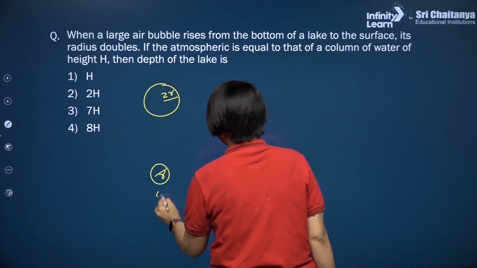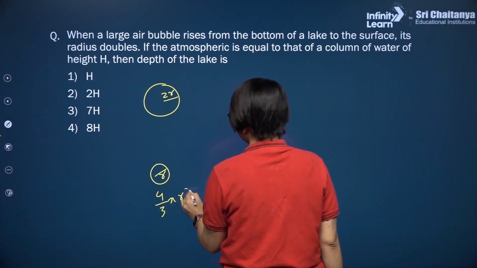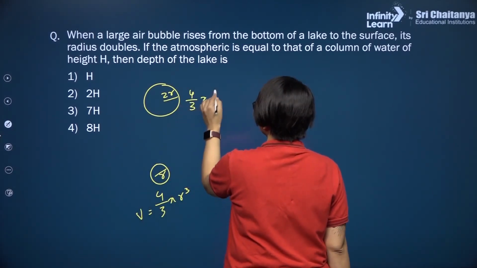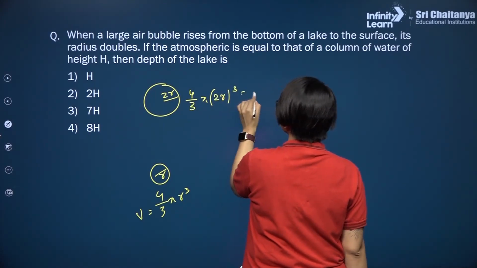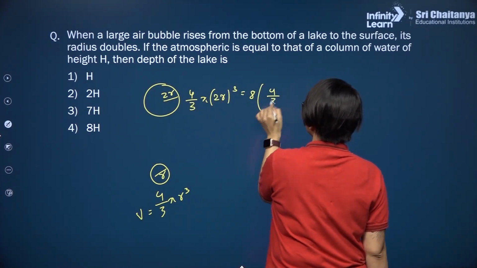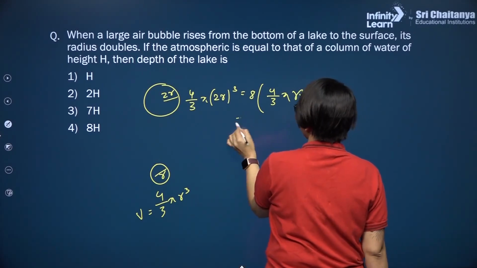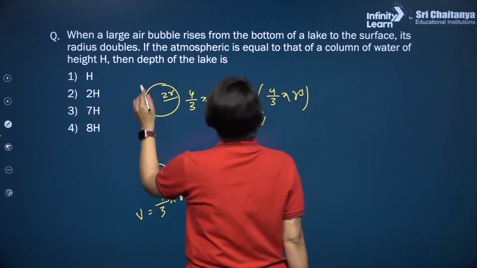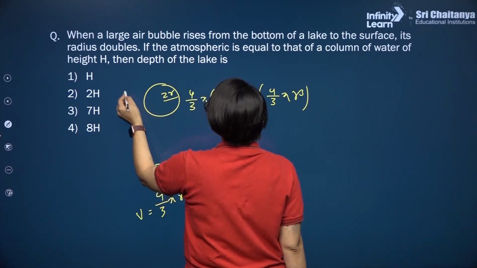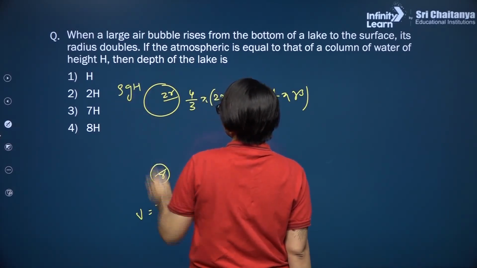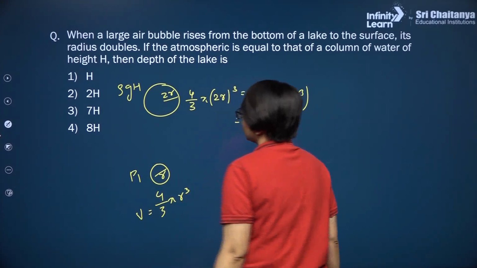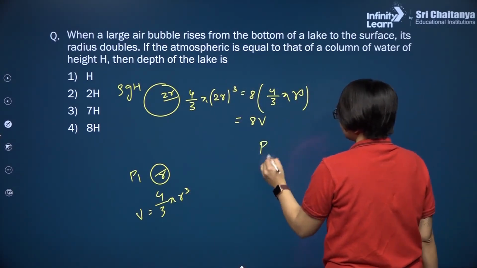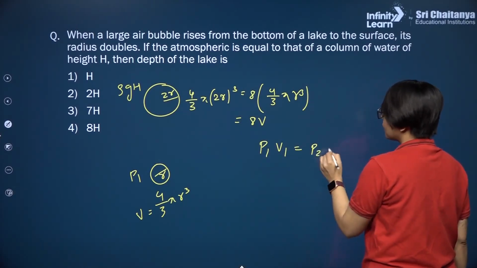So here the volume is 4/3 pi r cube. Here the volume is 4/3 pi (2r) whole cube, which is 8 times 4/3 pi r cube, which is 8 times the initial volume, right. And pressure here is equal to atmospheric pressure, that is equal to rho g h, and here the pressure is, let's say, P1, right. So in this case we can apply P1 V1 is equal to P2 V2.